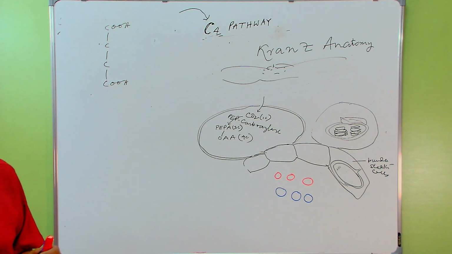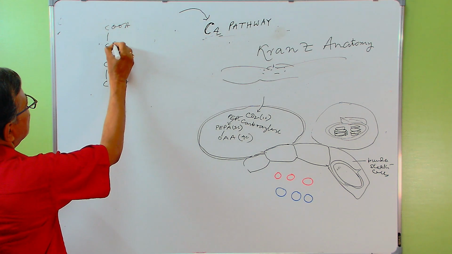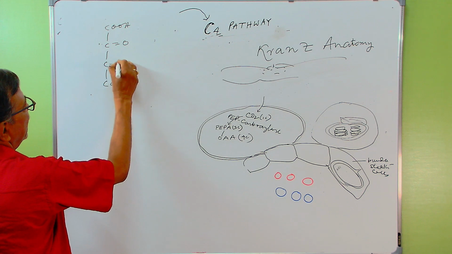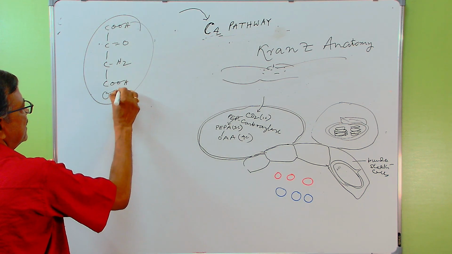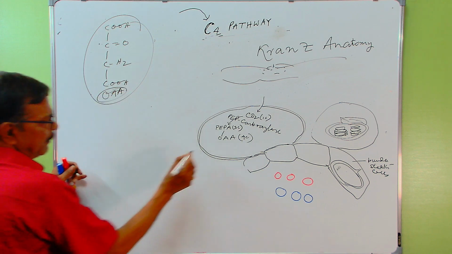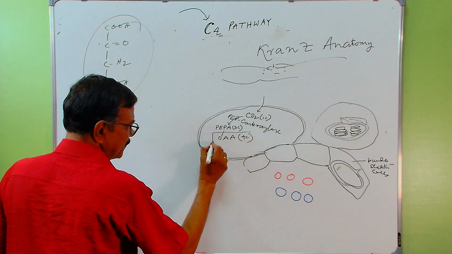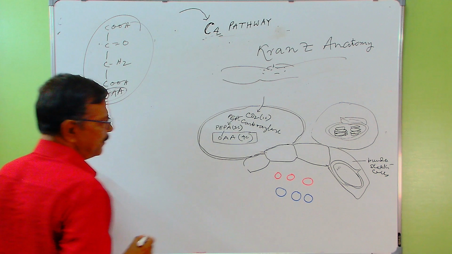This is the formula of oxaloacetic acid: COOH, C double bond O, CH2, COOH. This is the oxaloacetic acid. So this oxaloacetic acid was first produced as a stable compound.